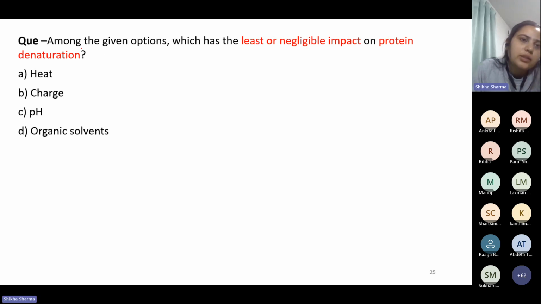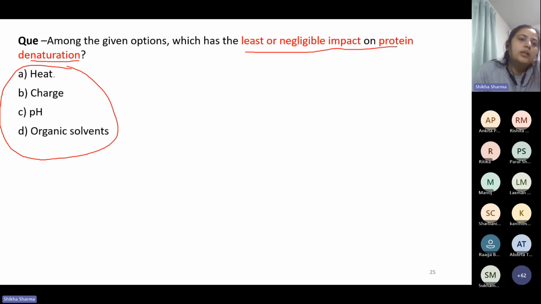So the next question is, among the given options, which has the least or negligible impact on protein denaturation? So all these affect the protein denaturation. Which one is the least? The heat, charge, pH, or organic solvents? Anyone would like to try?